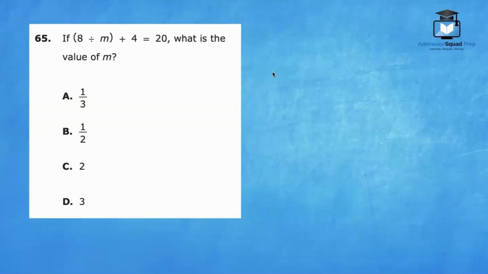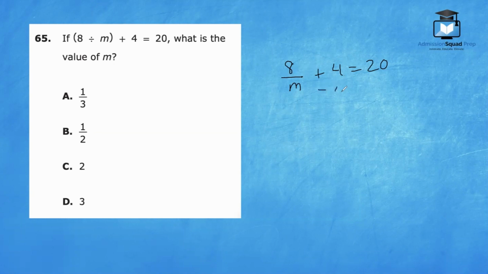Number 65. If 8 divided by m plus 4 equals 20, what is the value of m? So we're simply solving this equation for the unknown variable. We have 8 divided by m plus 4 equals 20. I prefer to express division in fraction format. Remember, a fraction is simply a division problem.